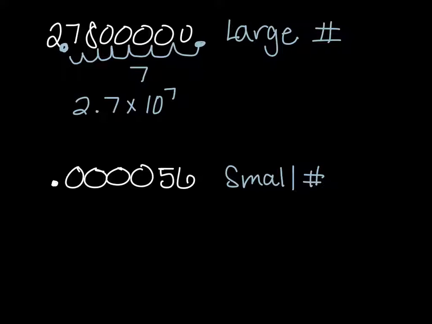So if I move my decimal to the left, I have a large number, and if I move it to the right, I have a small number. Large numbers will have positive exponents, and small numbers will have negative exponents.